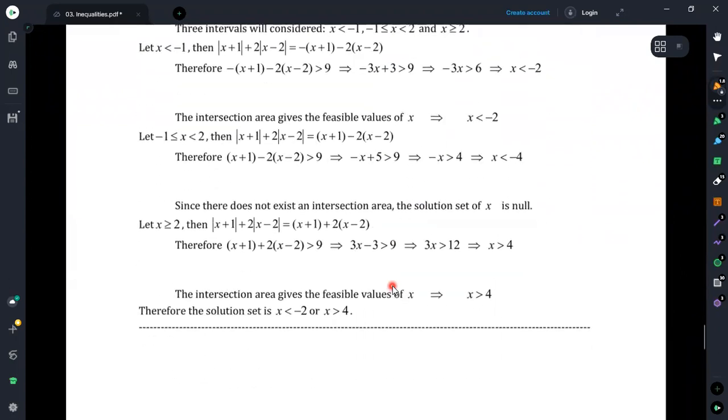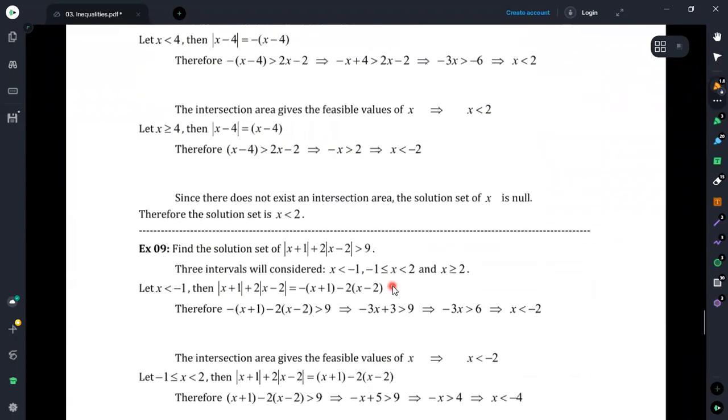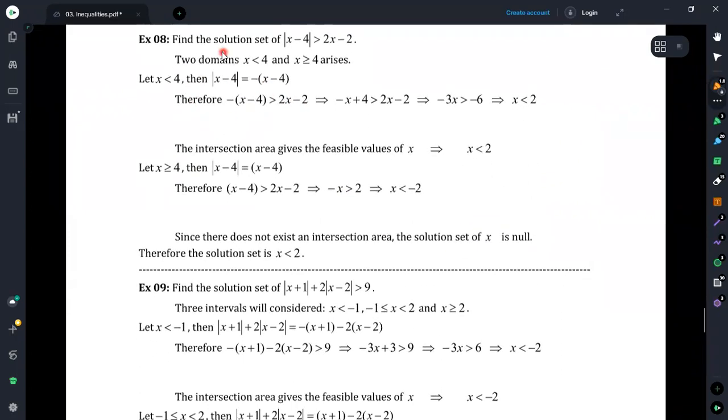Okay, here we have two more examples I have included. Here it is asked to find the solutions for the modulus of x minus 4 greater than 2 times x minus 2. Here also, first the domains are identified by considering x minus 4. By taking greater than or equal to 0 and less than 0, the two domains were identified as x less than 4 and x greater than or equal to 4. And in these two domains, the appropriate functions were identified.